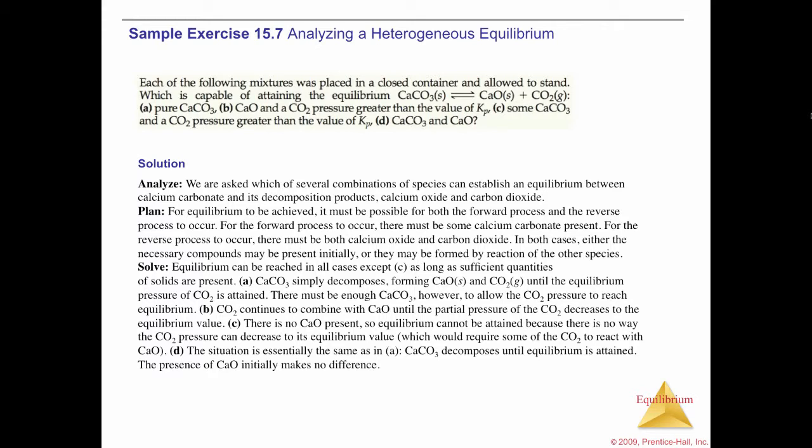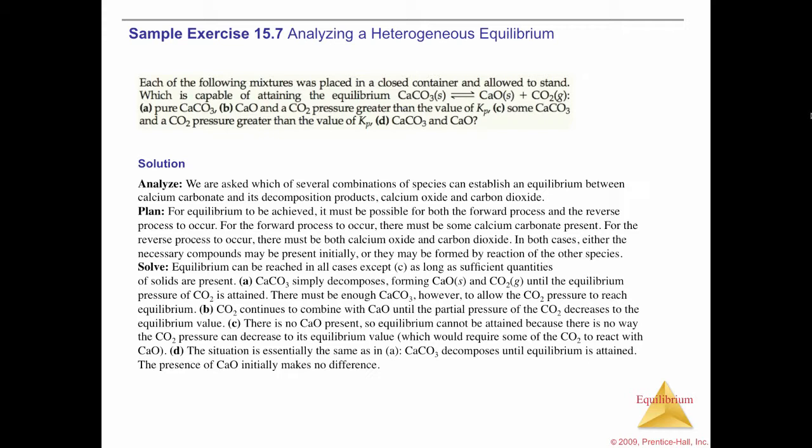The CO2 will continue to combine with the calcium oxide until the partial pressure of the carbon dioxide decreases to the equilibrium value. C, if we only have some calcium carbonate and a carbon dioxide pressure greater than the value of Kp, is this capable of attaining equilibrium? This time the answer is no. There's no calcium oxide present, so equilibrium cannot be attained because there's no way the carbon dioxide pressure can decrease to its equilibrium value, which would require some of the carbon dioxide to react with the calcium oxide. So if we don't have both products, calcium oxide and carbon dioxide gas, we cannot relieve that pressure and reverse the reaction to produce calcium carbonate.